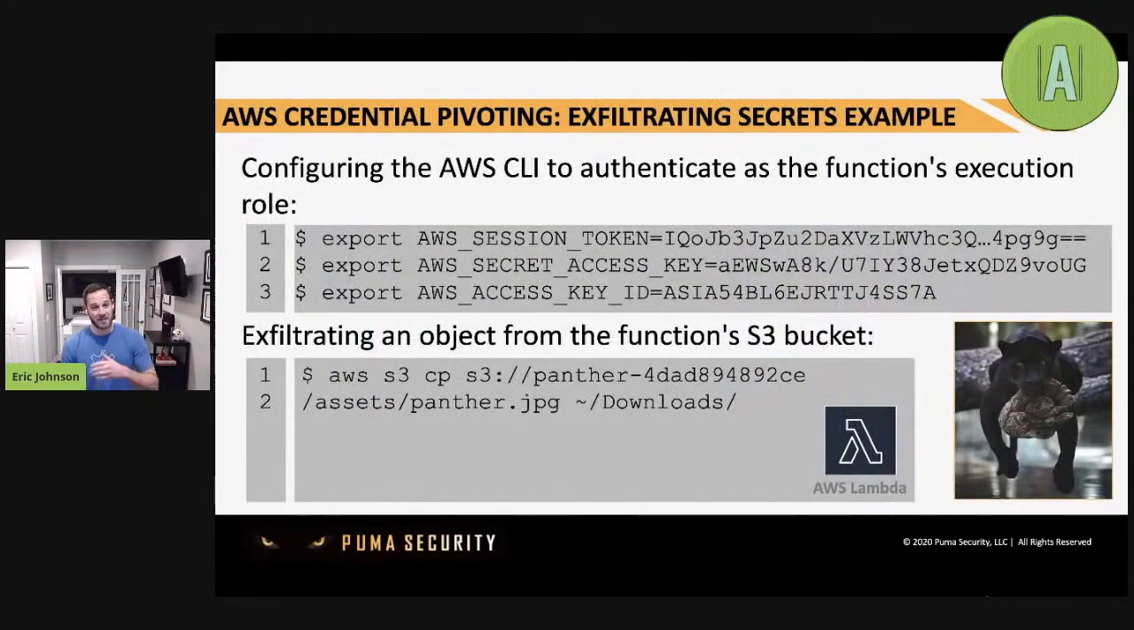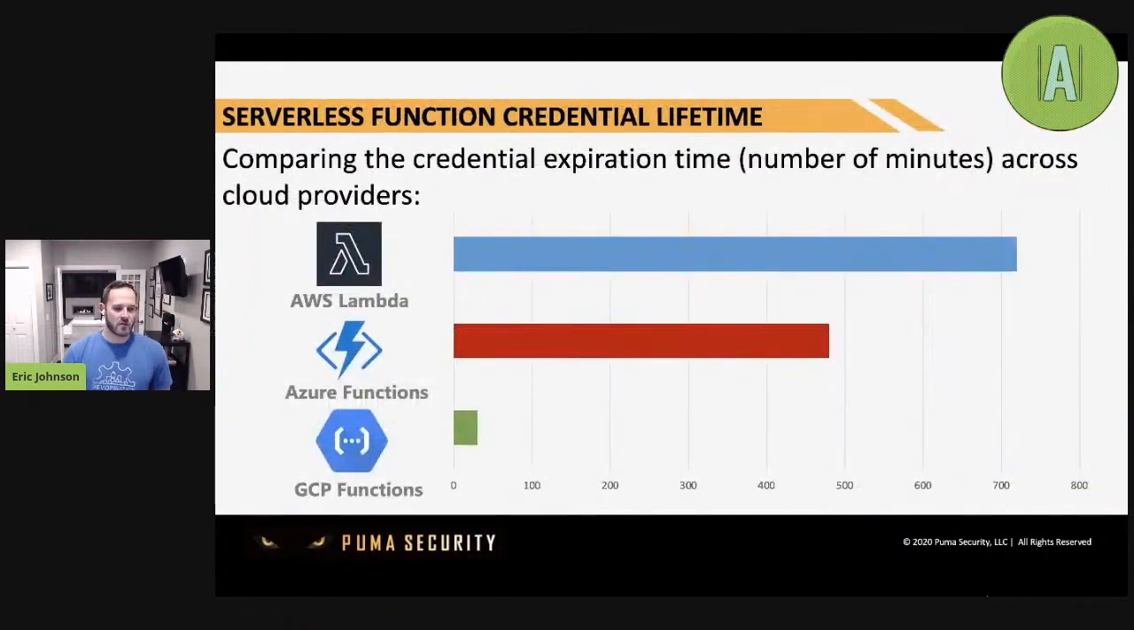So on the AWS side, this is how simple it is. Set 3 environment variables to what you've dumped from the environment variables in the function, and boom, you're stealing the image of the Panther right out of the S3 bucket from your laptop at home instead of from inside the function. So that's how simple it is to use. As we look at some of the other options here, I'll show you the demo of the Azure side in a sec. As a blue teamer, you're immediately concerned, right?